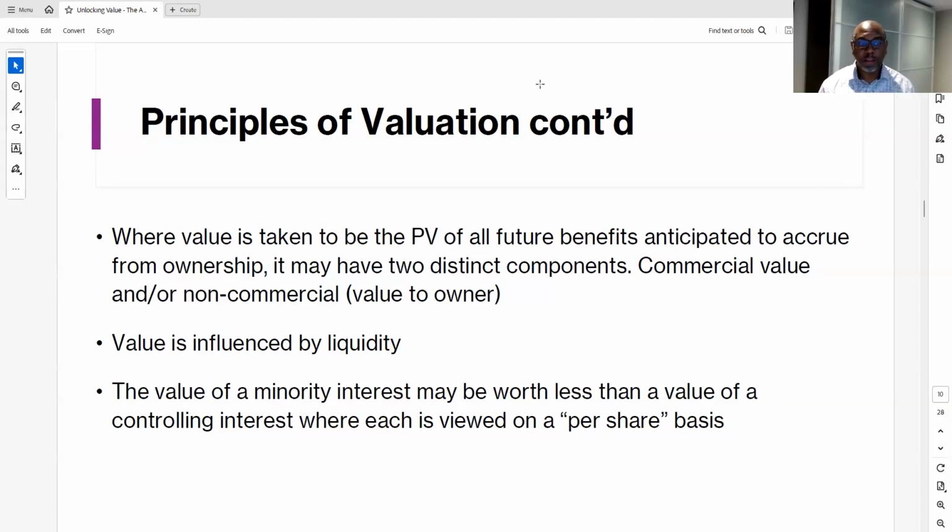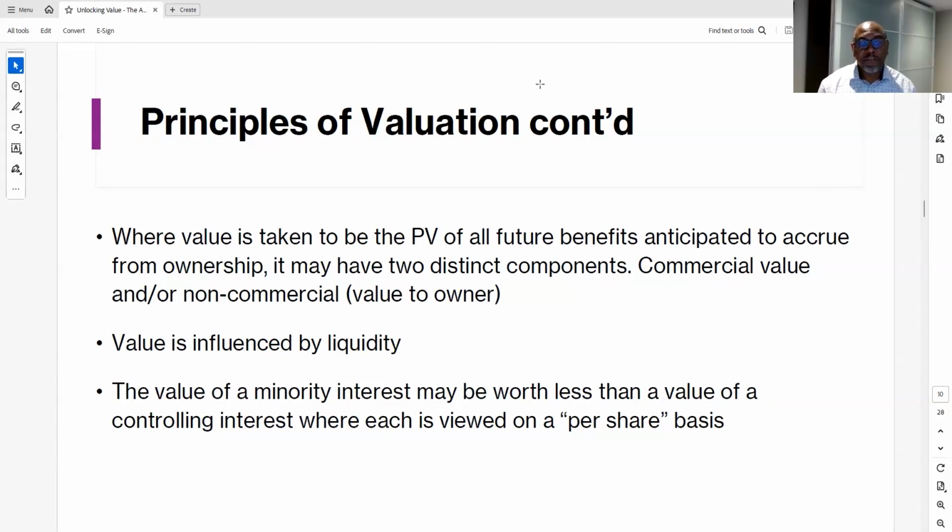So we sort of talked about that. And in this case, it's really around goodwill and commercial value. There's also value to the owner. So if you're the owner of a business, the value of the business to you may differ from what that value is on a commercial basis to someone else.